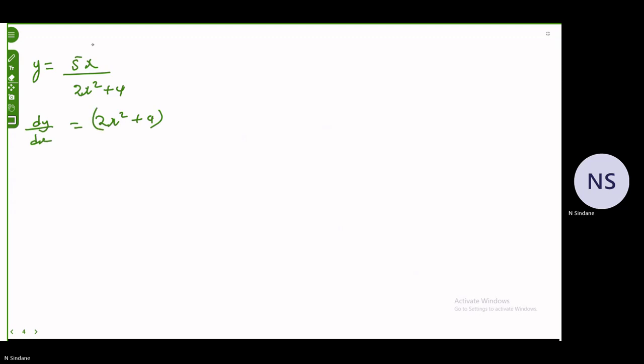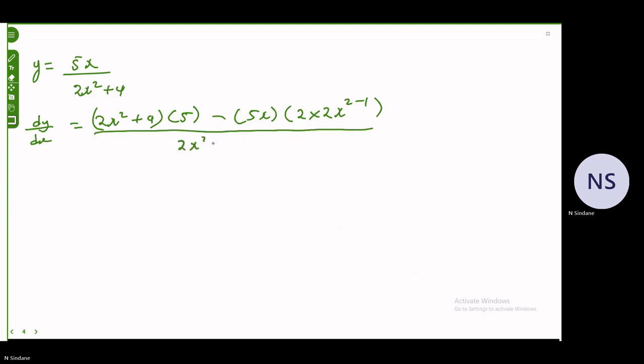I'm going to have 5 minus, now 5x. Differentiate this, I'm going to get 2 multiplied by 2x to the power 2 minus 1, then plus 0, I'm not going to write it. Divide this by 2x squared plus 4 squared. And then I'm going to have 5 multiplied by 2x squared, it's going to be 10x squared, and 5 multiplied by 4 is plus 20.